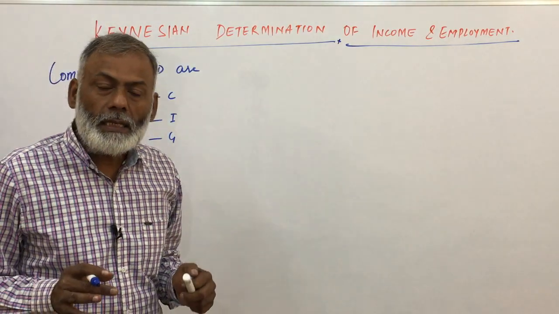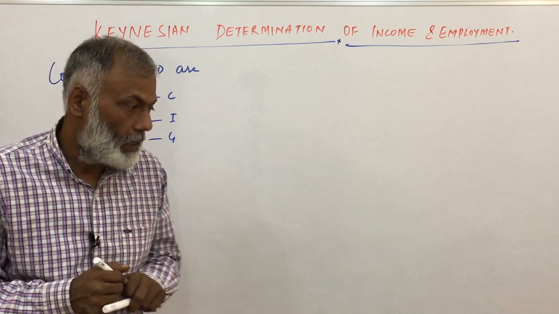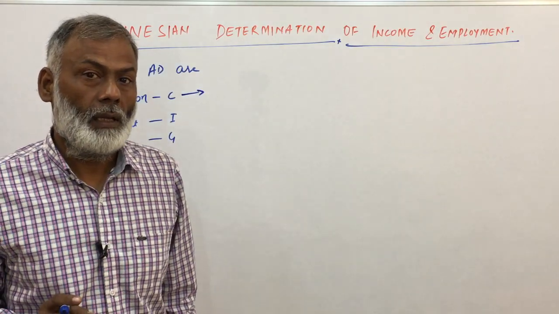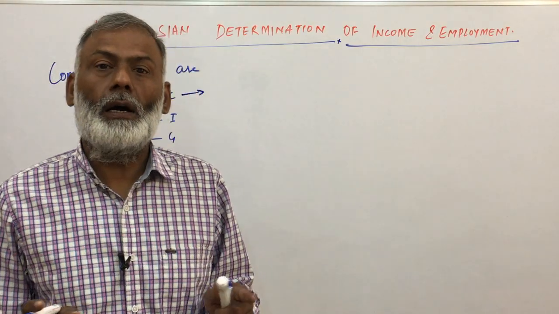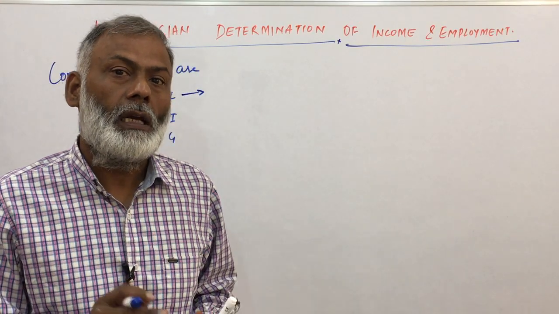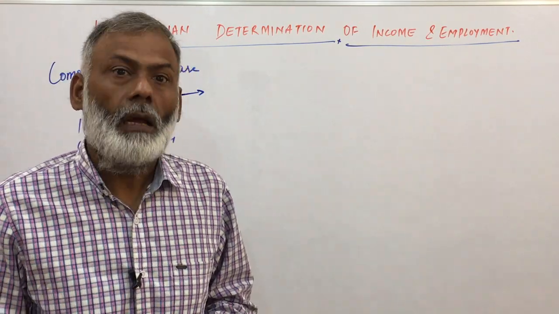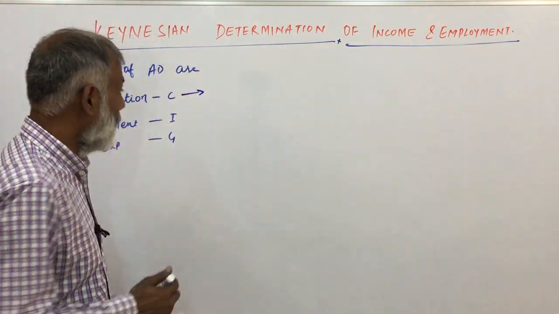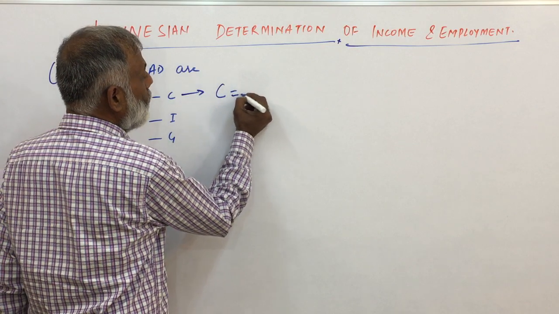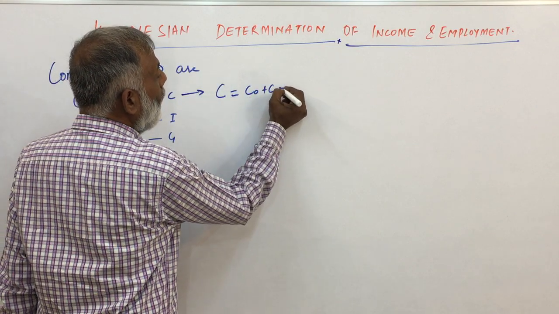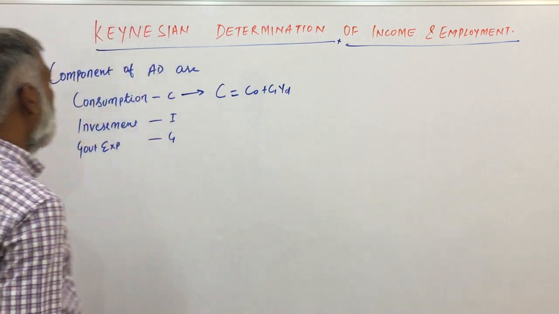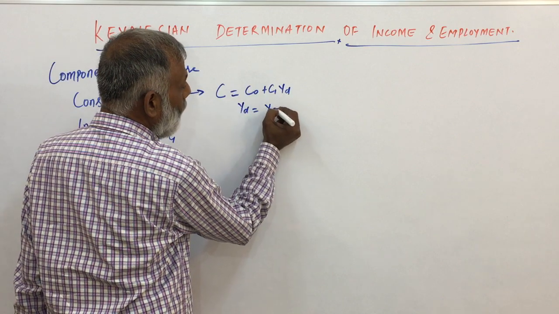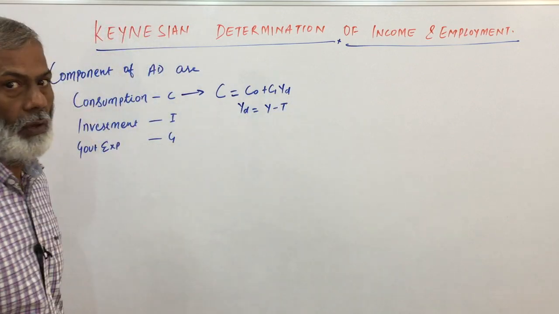See, Keynes says consumption is a function of disposable income. That is, as your disposable income increases, consumption also increases, but by less than the increase in income. That is represented by C equals C0 plus C1 YD, and the YD here is equal to Y minus T, where T is called taxes. Fine.